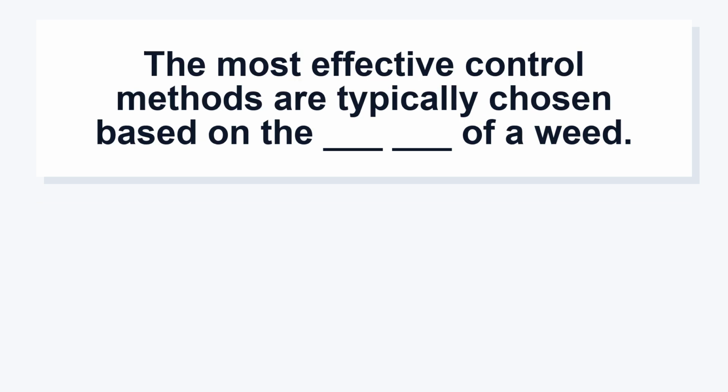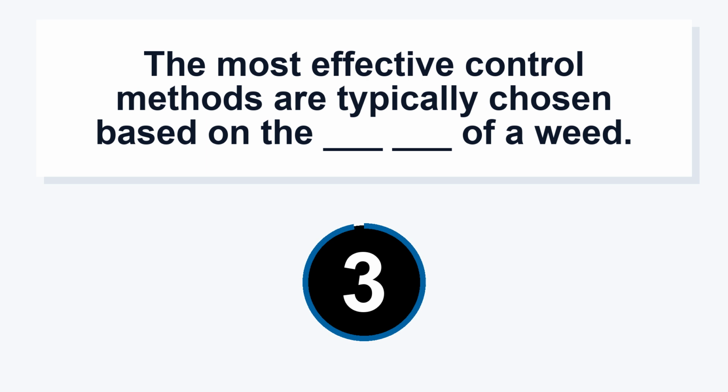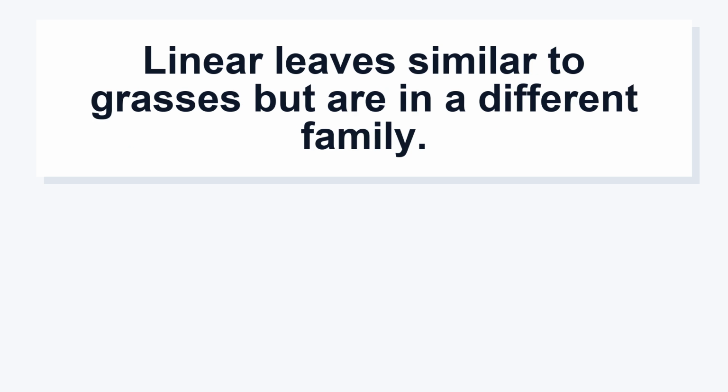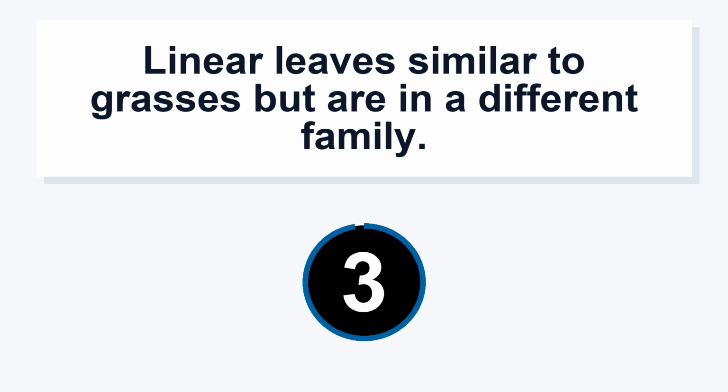The most effective control methods are typically chosen based on the life cycle of a weed. Linear leaves similar to grasses but are in a different family. Sedges.